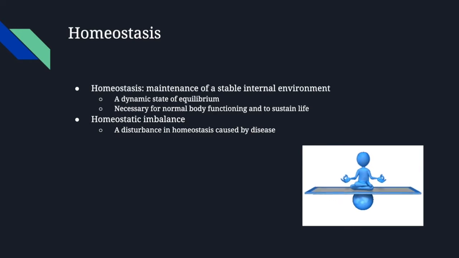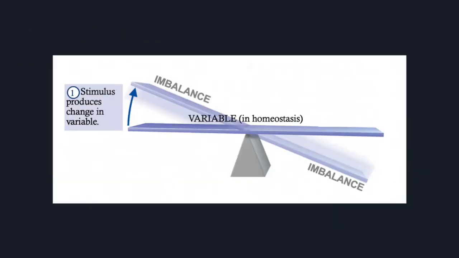If there is a homeostatic imbalance, that means there's a disturbance in homeostasis, meaning that something's not working right, and those imbalances can be caused by different diseases. Now, if we think about homeostasis, that stable internal environment remaining stable in our bodies, think of it like a seesaw that goes back and forth to allow changes to happen. That's a good visual. So we're going to go through that here.